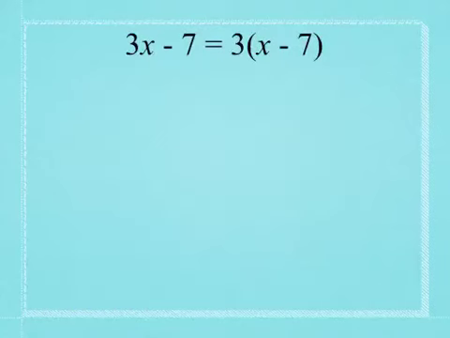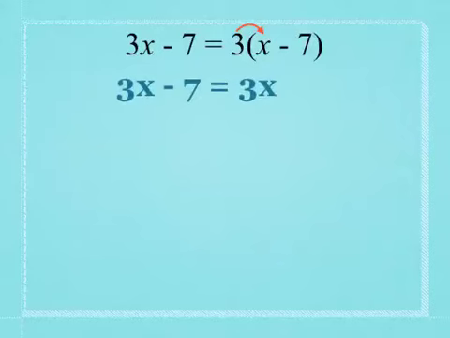The next example, I have 3x minus 7 equals 3 parentheses x minus 7. Always check to see if you have the distributive property first. And in this case, I do need to use the distributive property. I need to multiply 3 times x. I'm going to bring down everything from the left side of the equation. And then I'm going to multiply 3 times x, which is 3x, and 3 times negative 7 is negative 21.